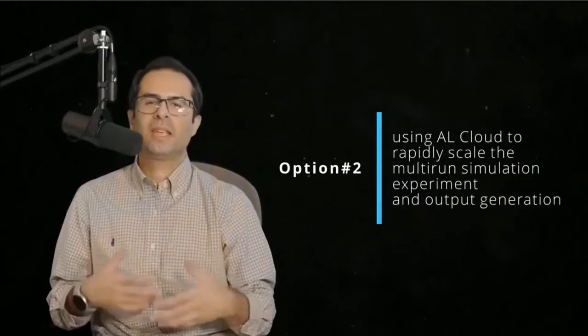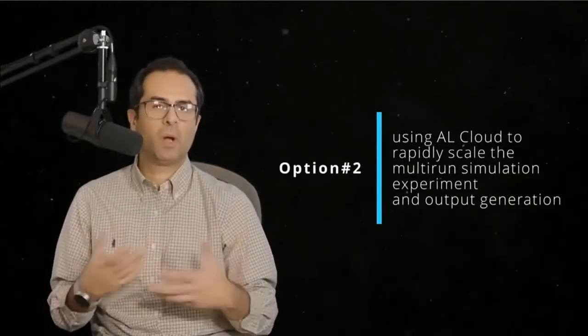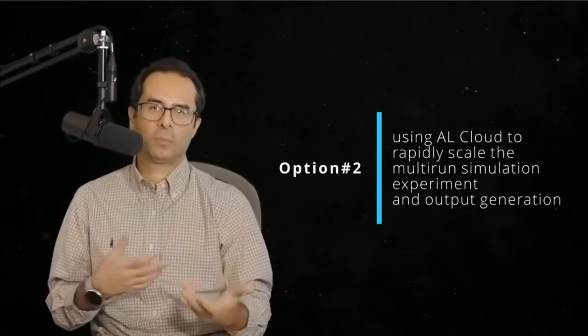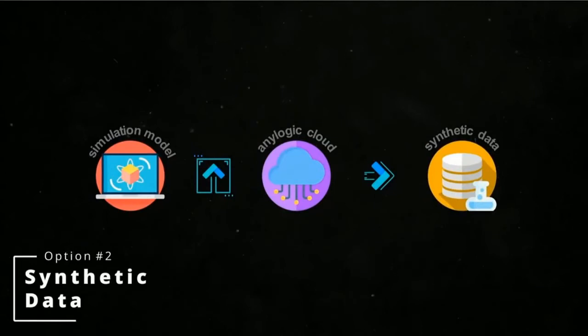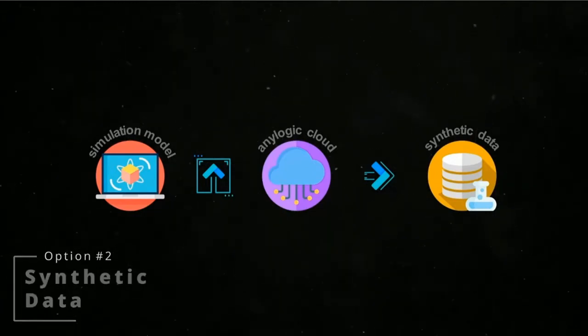Option 2, using AnyLogic Cloud to rapidly scale the multi-run simulation experiment and output generation. AnyLogic Cloud gives you access to a scalable and server-based execution platform for streamlining the generation of outputs. After uploading your model to the cloud, you can set up experiments in the web app and later export the results to Excel or JSON. The same can also be done via API calls in JavaScript, Python, and Java. The cloud also supports outgoing connections, such as models which write to an external relational database.